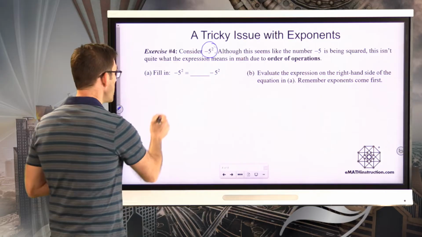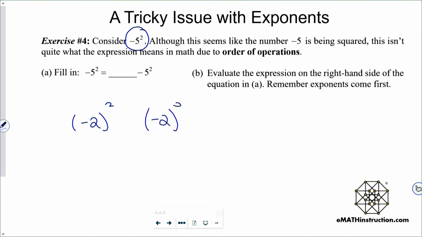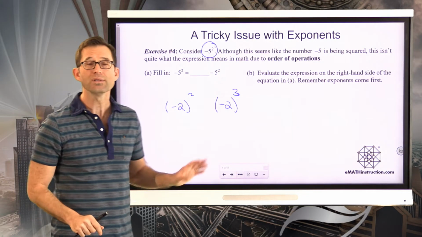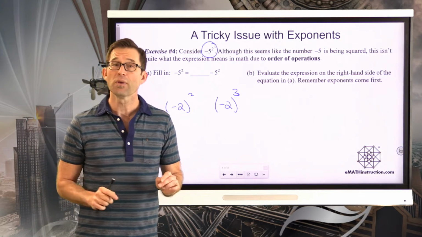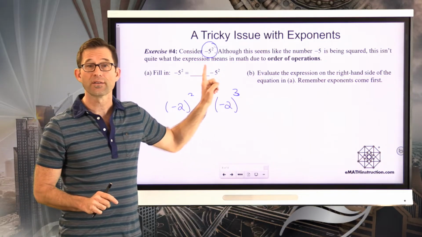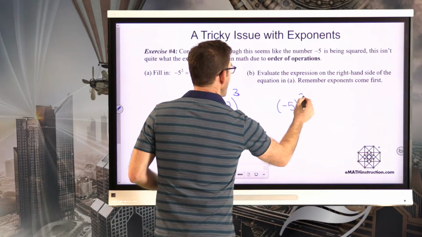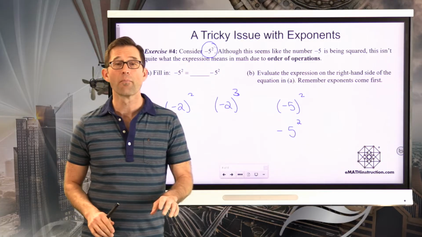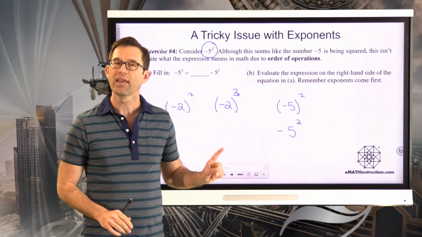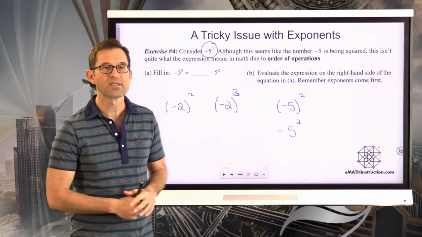Like in the first exercise, we just had things like (-2) squared and (-3) cubed. I always had those numbers in parentheses. And it wasn't just the way things are done. It's because this thing, believe it or not, is very different than this thing. They look like they're the same. It looks like both of them mean the number -5 squared. And yet, this one doesn't really mean the number -5 squared. Let's take a look at why that is.